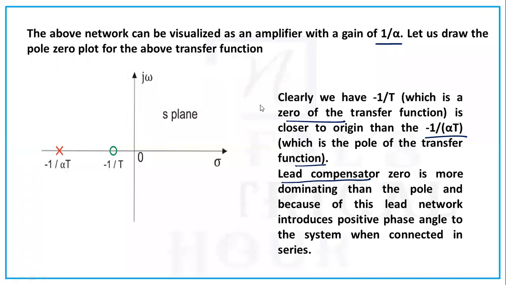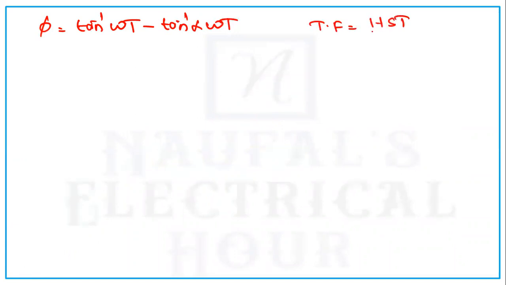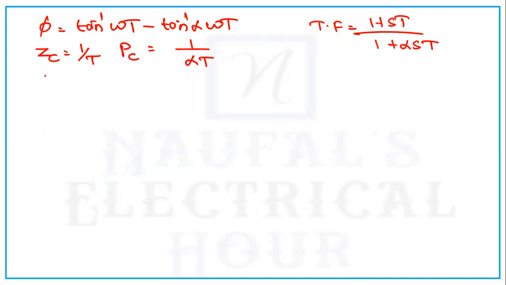Before winding up this topic, let me conclude about the phase angle also. So you can write here the angle phi for a lead compensator is equal to tan inverse omega T minus tan inverse alpha omega T. So the transfer function, you know, right? Transfer function is equal to (1 plus sT) by (1 plus alpha sT), right? So phi is equal to tan inverse omega T minus tan inverse alpha omega T, and then the zero z_c is 1 by T, and the pole p_c is 1 by alpha T, and then from here you can write T equal to 1 by z_c, and alpha is equal to z_c by p_c.